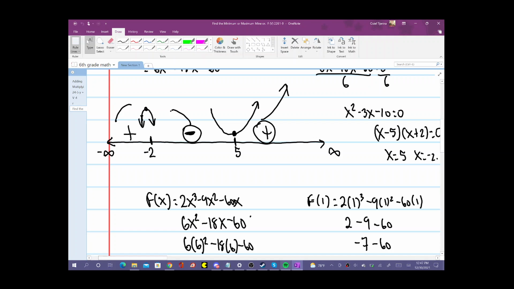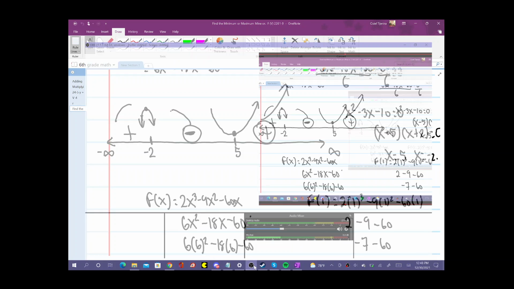I really hope this helps, guys. I know it was kind of a lengthy video. Well, not a lengthy video, but it was a little bit confusing. But please let me know what you guys think. Please let me know if you're confused on anything. But yeah, this is how you do minimum and maximum value in calculus.